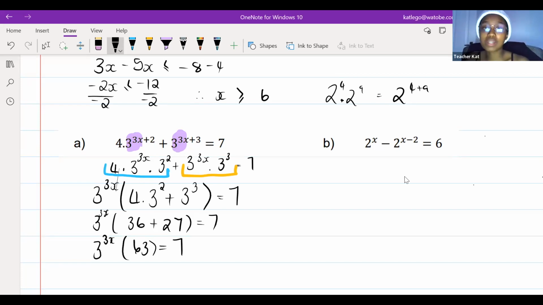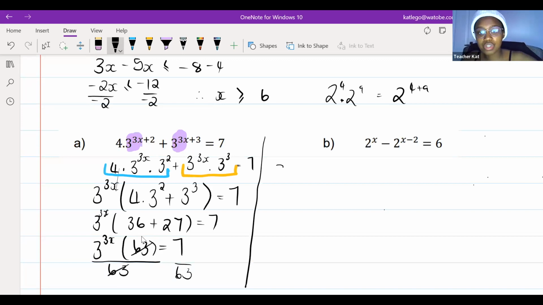Nope, we are timesing it. What would be the inverse operation of multiplication? Divide. So we would have to divide both sides by 63 to get rid of it. So 63, these two will cancel each other out, divided by 63. So now we're going to be left with 3 to the power of 3x is equal to 1 over 9, right?